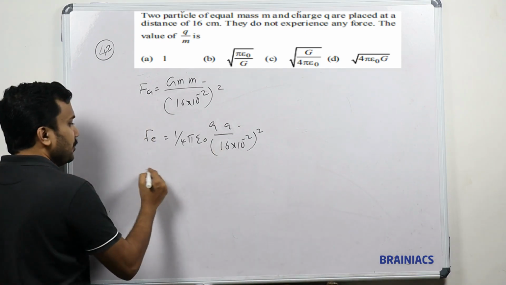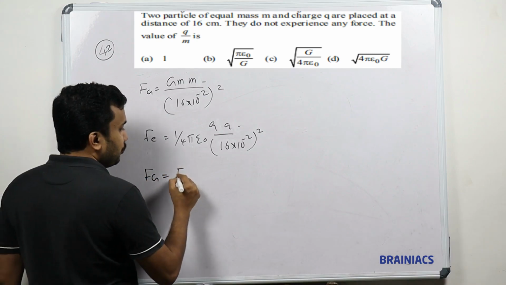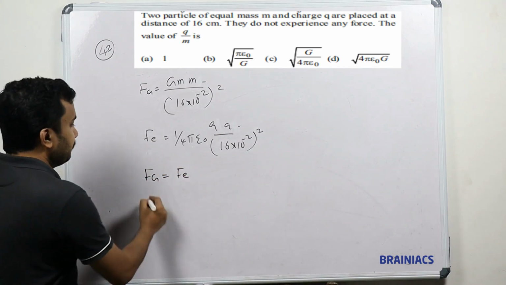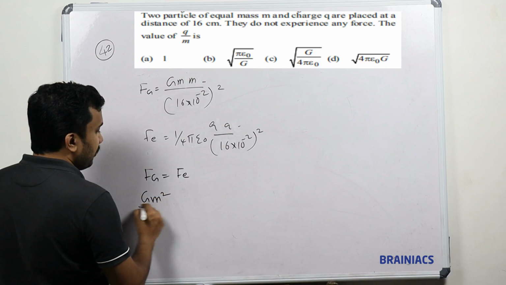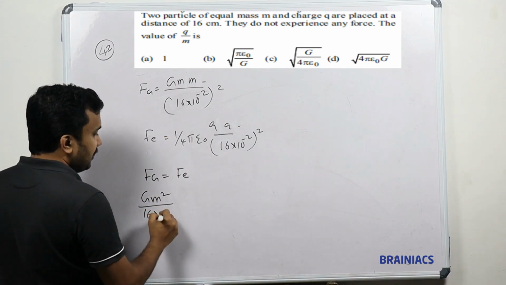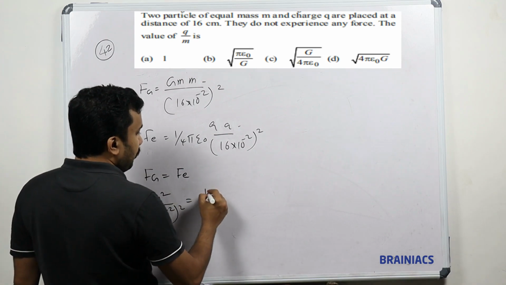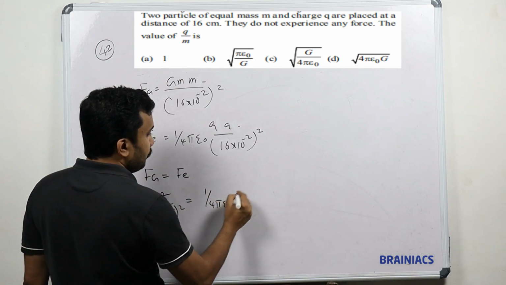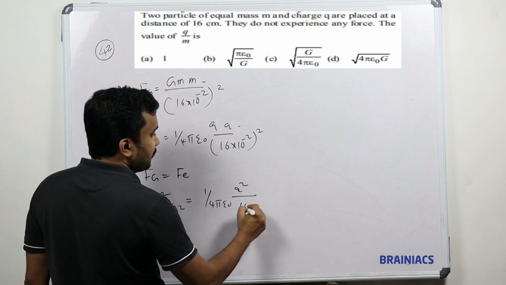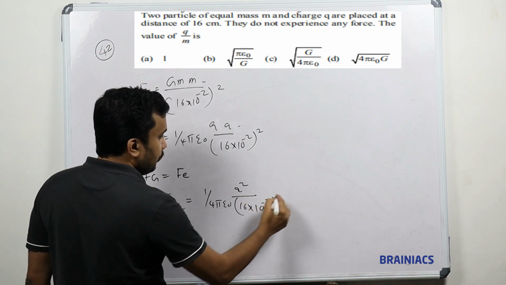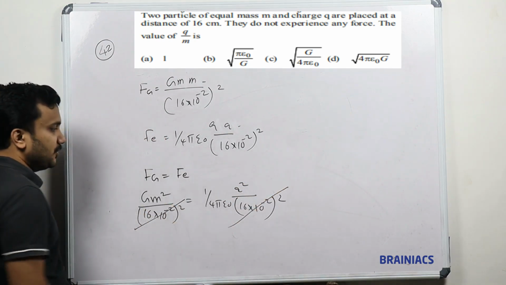That's what we are going to do. Gravitational force equals electrostatic force. So gravitational force G m square divided by the distance (16 into 10 power minus 2) the whole square equals 1 by 4 pi epsilon 0 Q square divided by (16 into 10 power minus 2) the whole square. These two terms get cancelled.